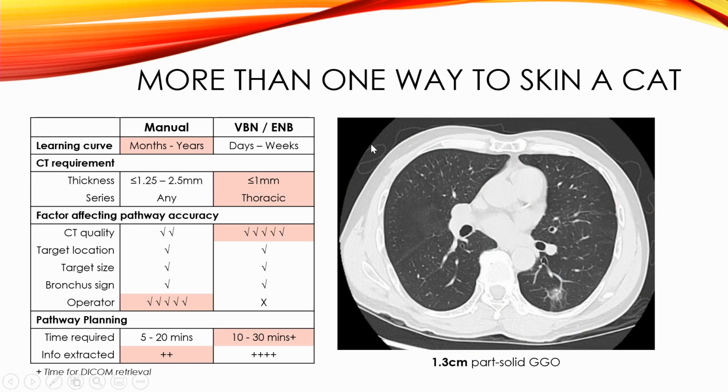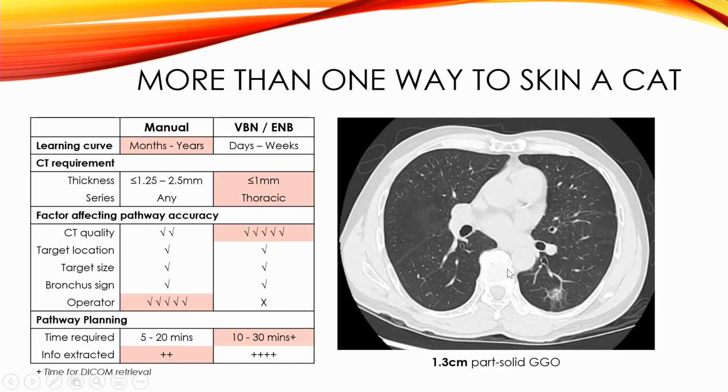Manually, the strength is that it's more tolerant of poor quality in terms of the CT requirement, but it takes months and years to learn, and there might not be an end to how much you can learn, although the learning curve plateaus. And it's operator dependent, so you get good days and bad days. Sometimes you can be quite off if you have a bad day. For VBN and EMN, those platforms are rather consistent.